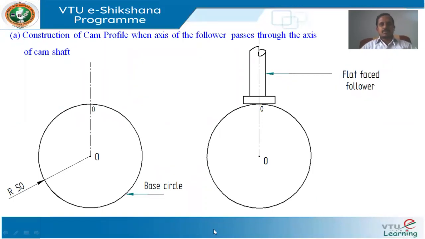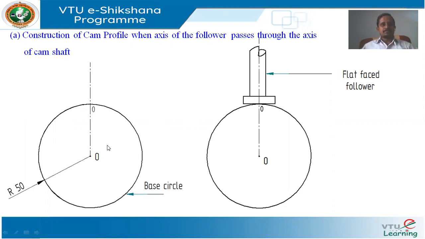Dear students, now we will see how to construct the cam profile. According to the given problem, condition A says the axis of the follower passes through the axis of the camshaft. To construct the cam profile under this condition, we need to make sure, according to the given data, what type of follower it contains and the minimum radius of the cam. According to the given problem, it contains a flat faced follower and the minimum radius of the cam is 50 millimeter.